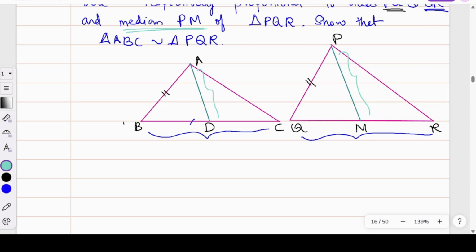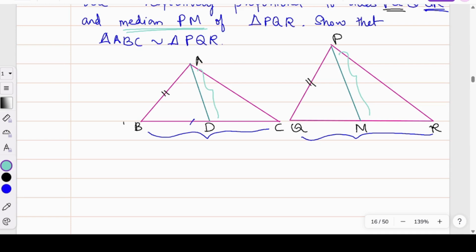Similarly, M is the midpoint of QR. The line joining P and its midpoint M is called the median, and in triangle ABC, the line segment joining the vertex A and the midpoint D of BC, we call the median AD. What we have to prove is that triangle ABC is similar to triangle PQR. What all things are given in the question?